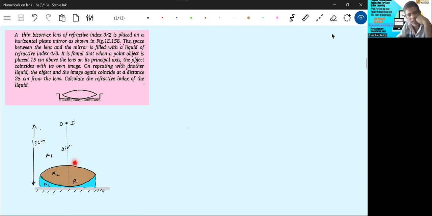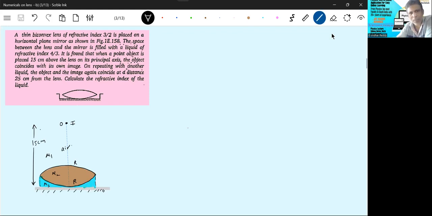We don't know the radii, but we know mu1, mu2, mu3. With that we'll calculate R. That is one approach. Straight away you can go for the refraction at spherical surface formula. Because what should happen to the ray after refraction? The rays after refraction from this lens and the liquid should be incident normally on the mirror.